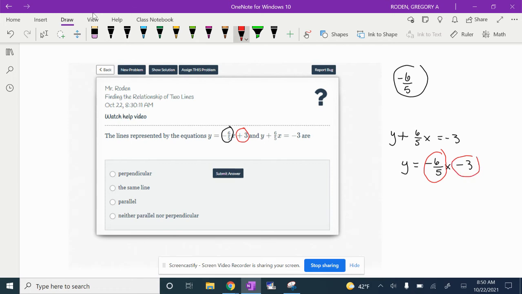So let me say that again. These two lines have the same slope, but different y-intercepts, okay? So they're parallel because they have the same slope, but they're not the same line because they have different y-intercepts. So the answer here would be parallel. If they had the same y-intercepts and the same slope, then they would just be the same line. So that's some different options you could choose from there.